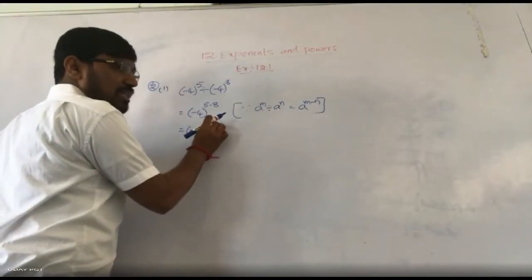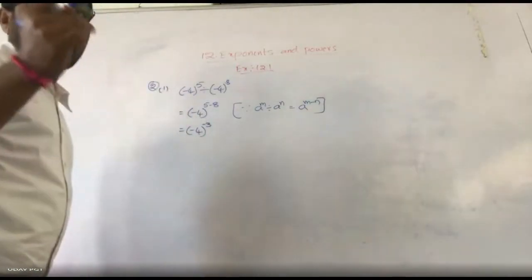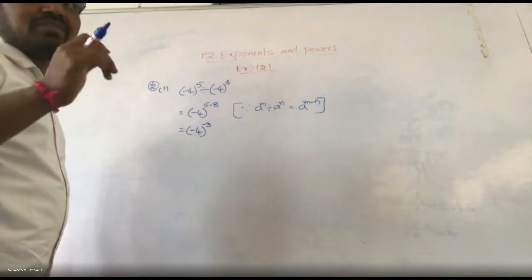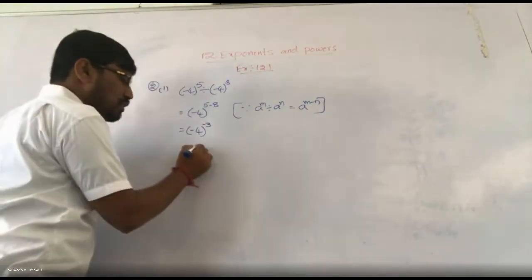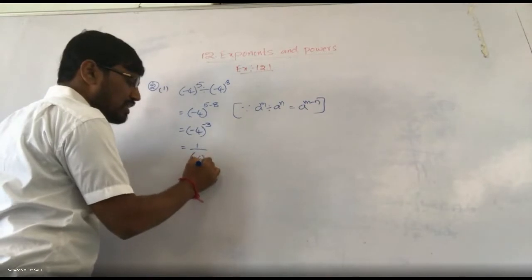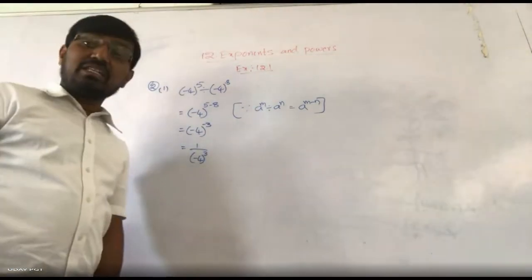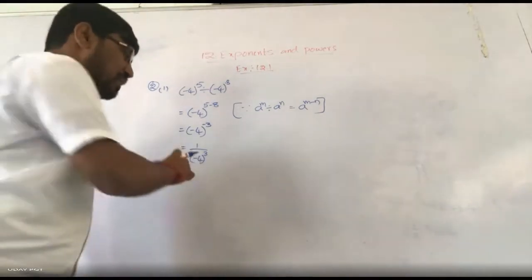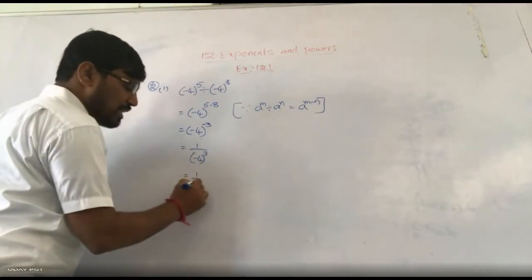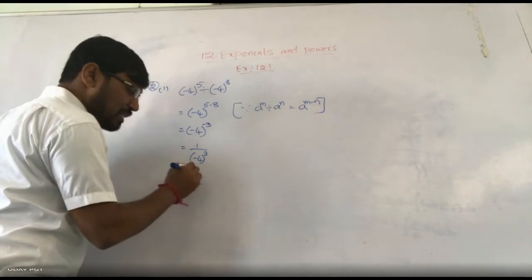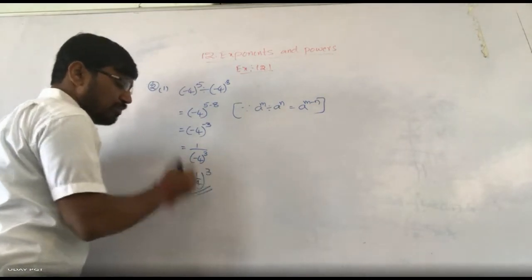But the exponent is negative here. The question is asking to express the power notation with positive exponents. If you want to express it as a positive exponent, it is 1 by minus 4 whole to the power of 3. So this can be written as 1 by minus 4, or minus 1 by 4, whole cube.